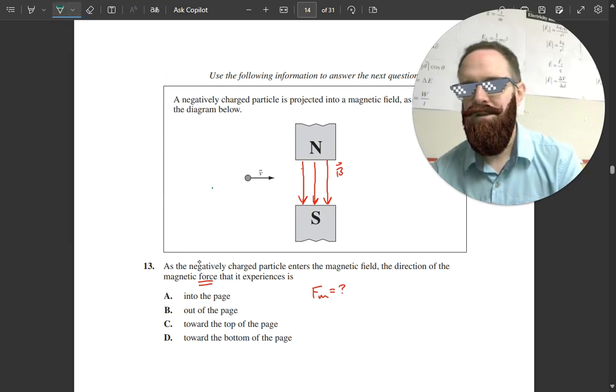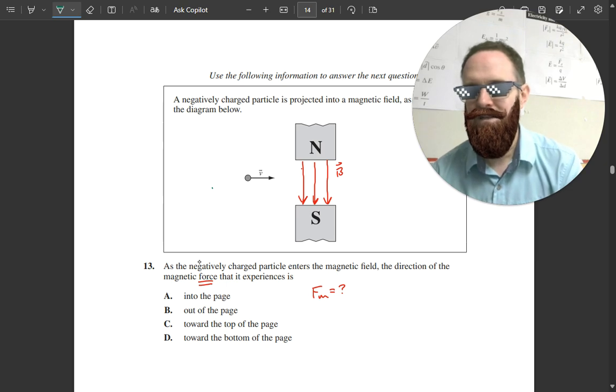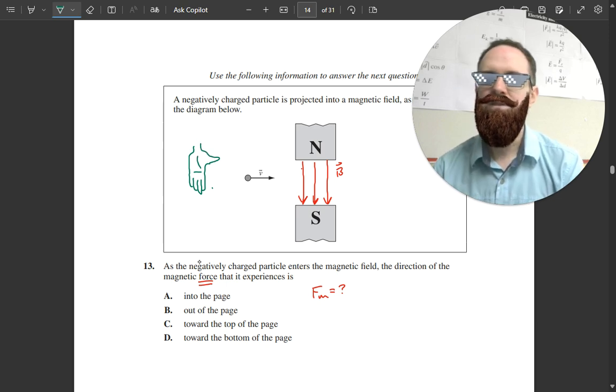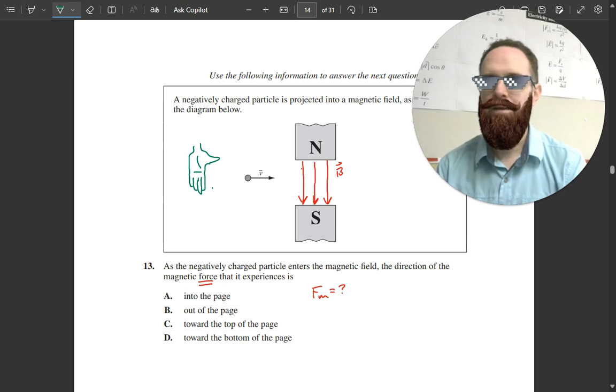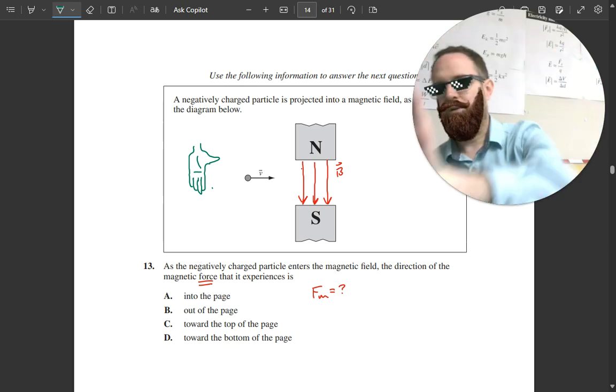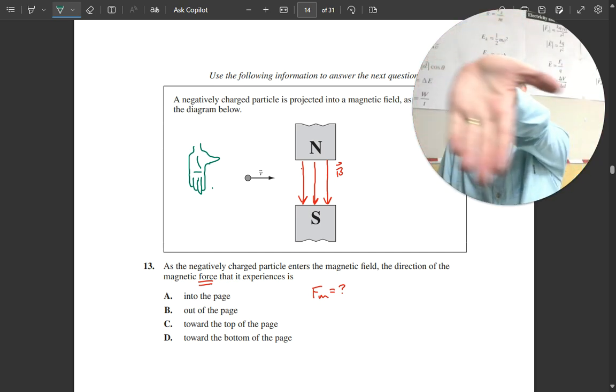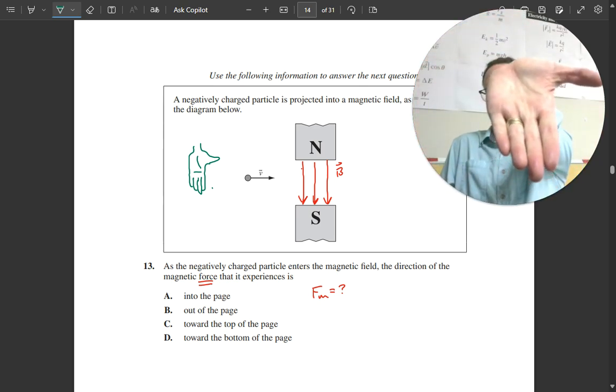So I'm going to draw a left hand here. So how this is going to work is a straight hand rule. Okay, so there's my left hand. My left hand is in a kind of orientation where it's pointed down. It's kind of hard to do, so it's pointed down like that. So my fingers are pointing down.